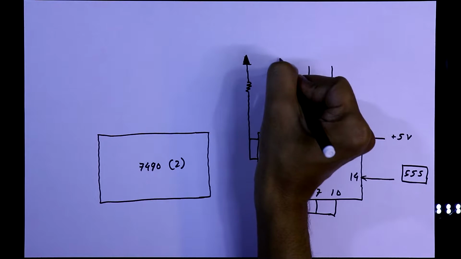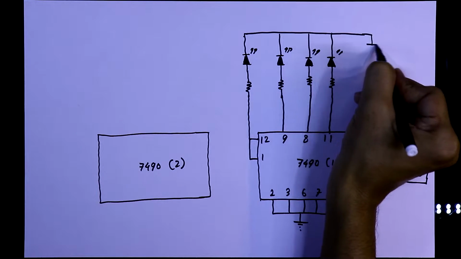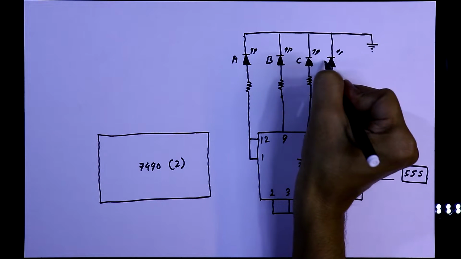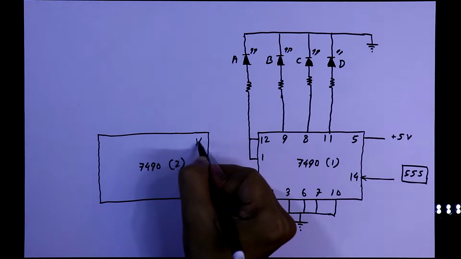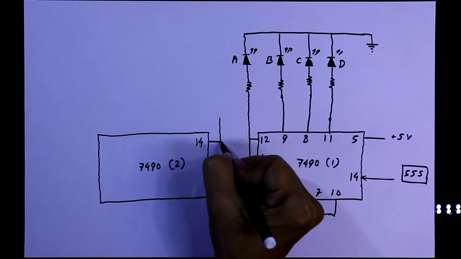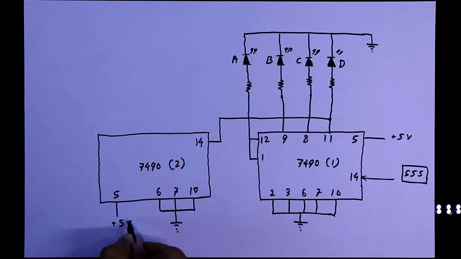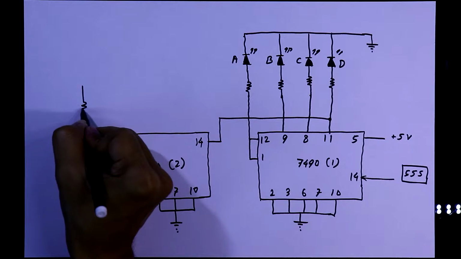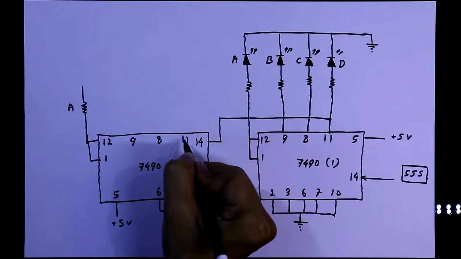And to see the output, we have to connect the LEDs. And the cathode pins are connected to the ground. This is output A, B, C and D. The clock input pin is pin number 14, and we will get the clock pulse from pin number 11. Pin number 1 and 12 are connected together. This is output A.